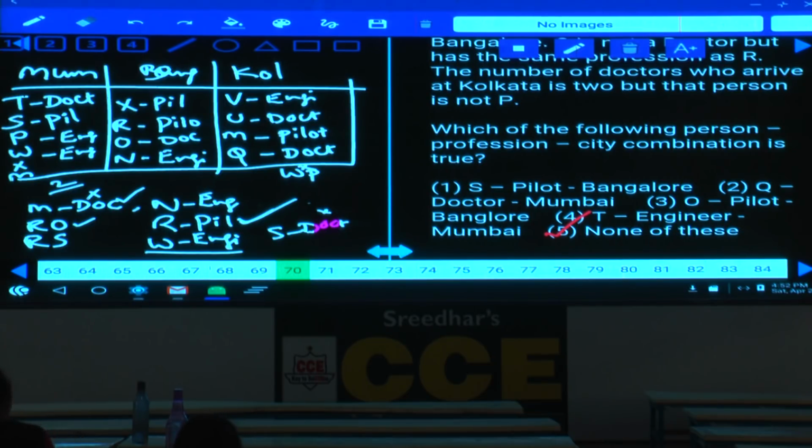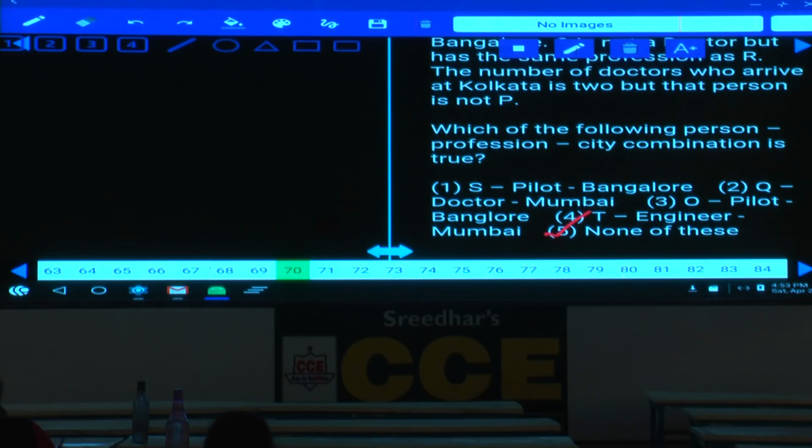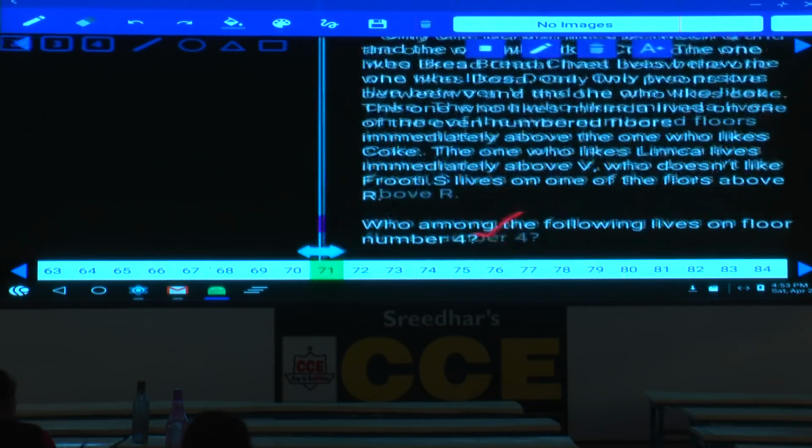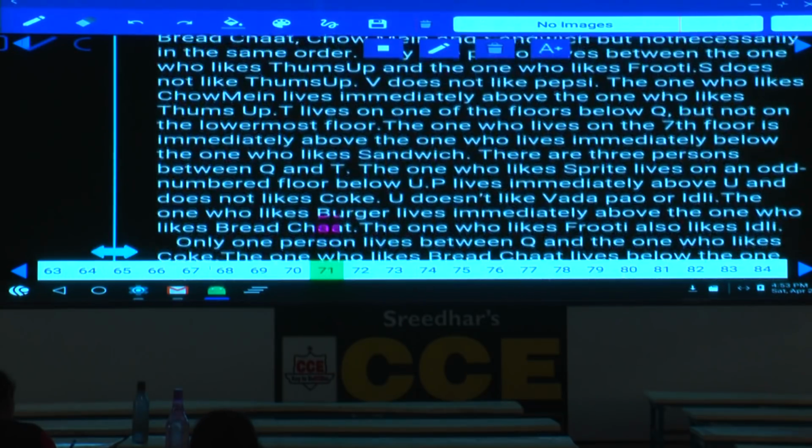Then 71 to 75, 71 to 77. In total we have 7 questions based on this puzzle. Now, question number 71 to 77, tell me what is the information here.